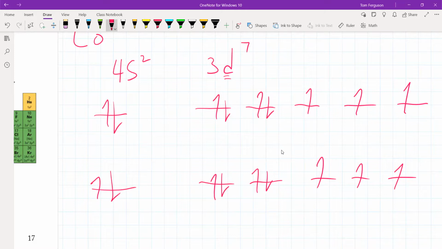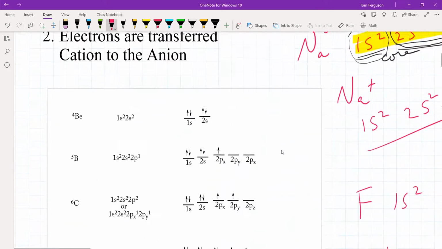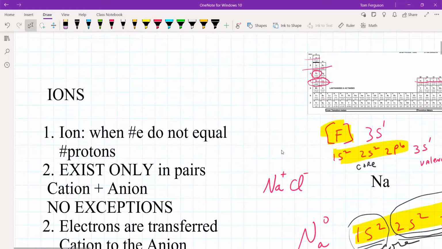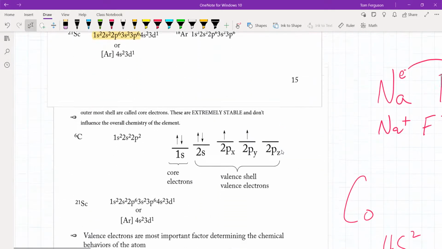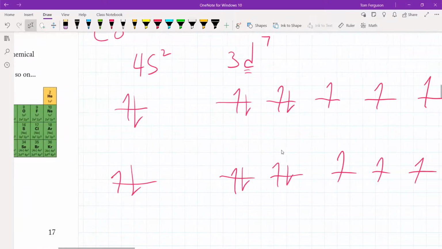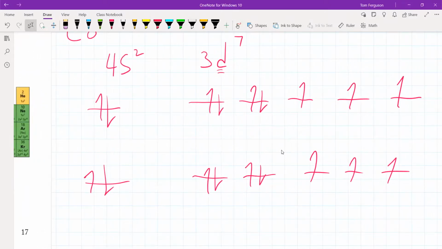I think I'm thinking about this too hard. Well, remember the three levels of stability: full shell, full subshell, half full subshell. So we could take the 2 electrons away, and we'd have a partially full. Yeah, exactly. So if we take these 2 away, we have a what?